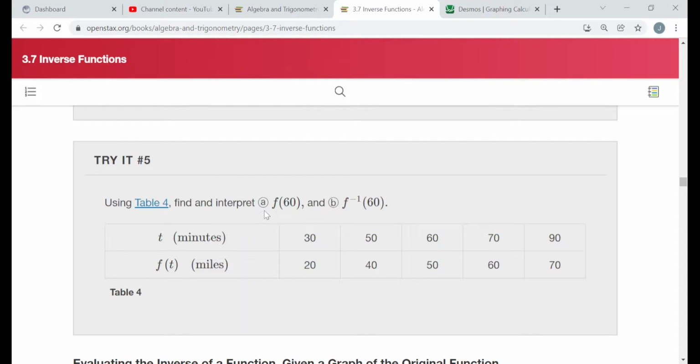Find and interpret, part A, what's f of 60, and part B, what would be f inverse of 60? The little -1 symbol there means inverse. So I'm going to write this table out and come back and talk about these things.